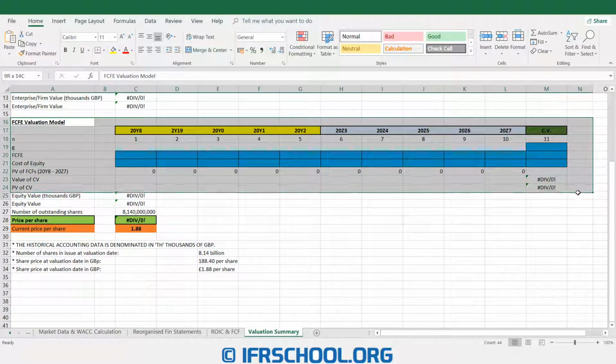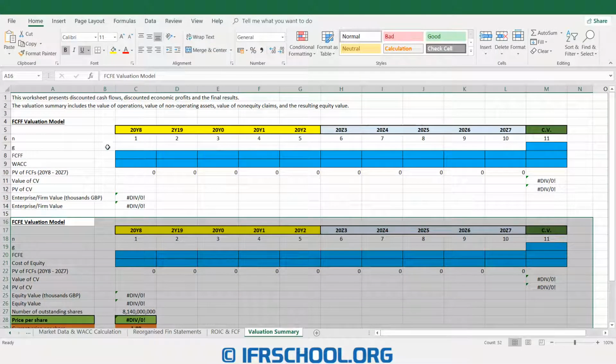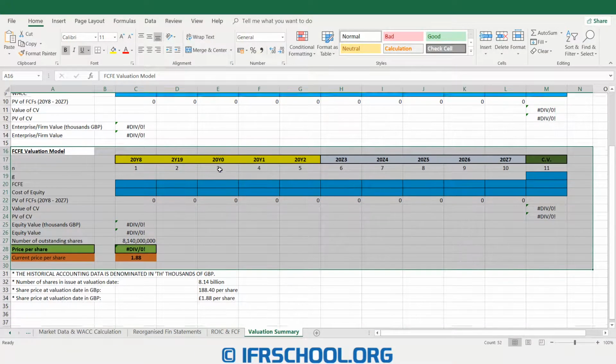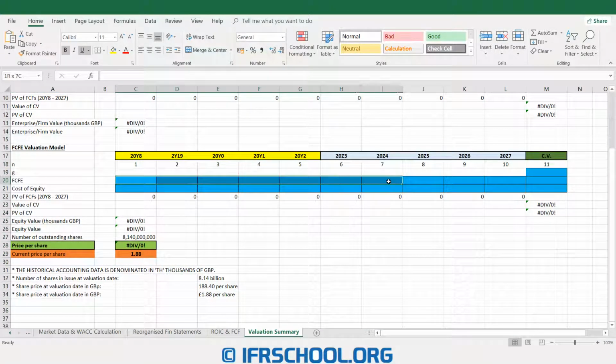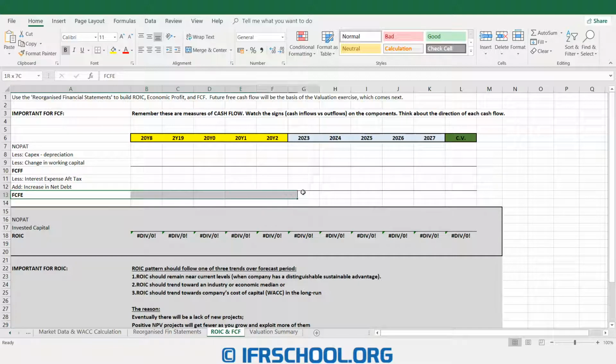Now, let's consider the free cash flow to equity model. Remember, this model outputs a value for the equity component of the company only. The mechanics behind this model are identical to the mechanics behind the model we just discussed. We begin by inserting our estimates of the free cash flows to equity. We get these estimates from the previous worksheet where we have compiled them.